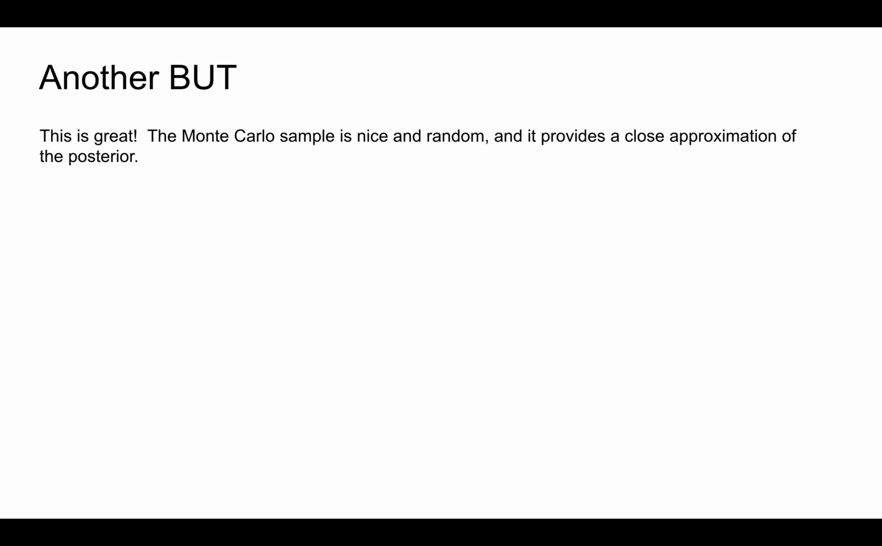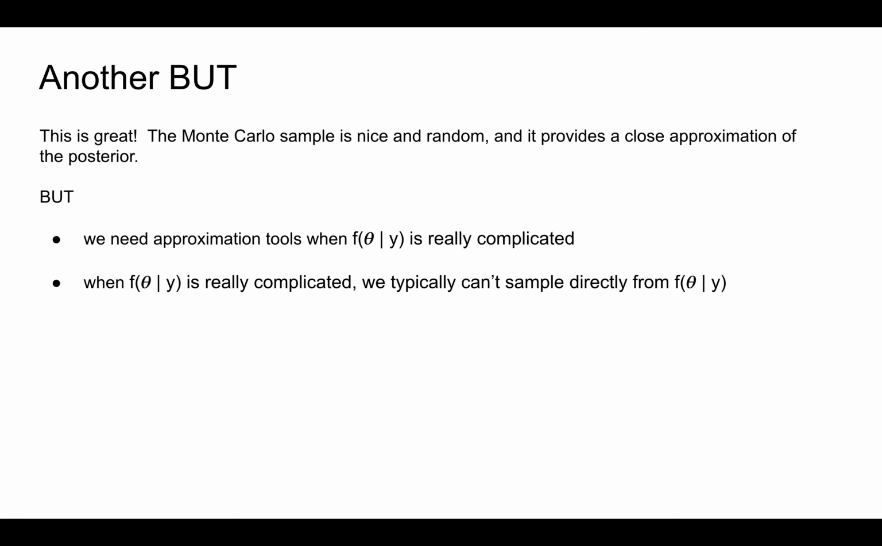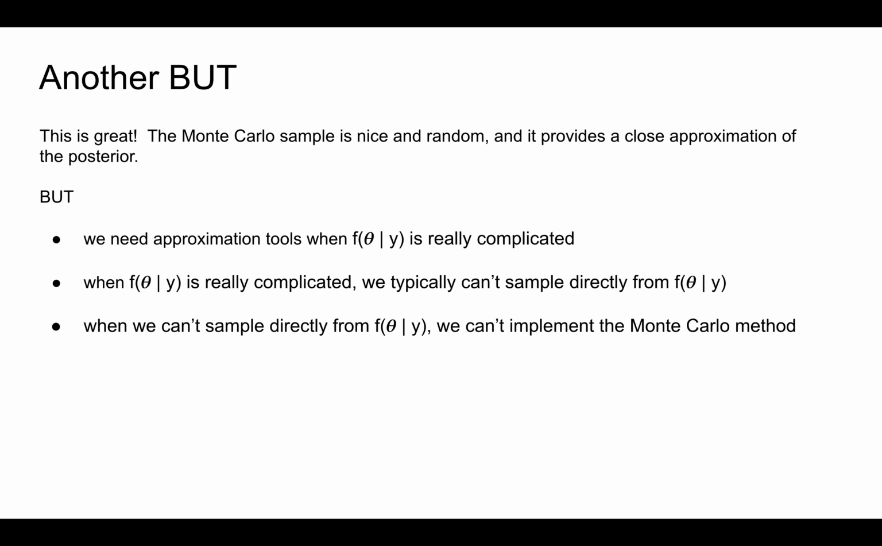Now, this is all great. The Monte Carlo sample is nice and random, and we've seen that it can provide a close approximation of our posterior. But remember that the whole motivation for this conversation is that we only need approximation tools when the posterior is really complicated. And when the posterior is really complicated, we typically can't directly sample from it, as we did in our Monte Carlo example. And that means when we can't sample directly from the posterior, we can't implement this Monte Carlo method.